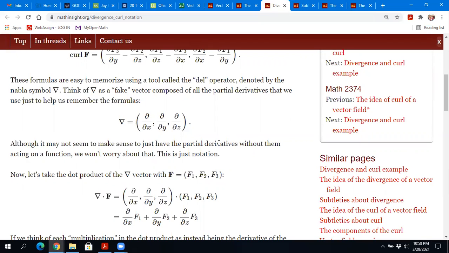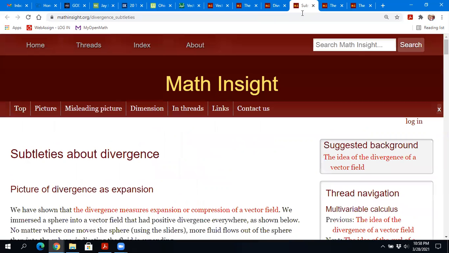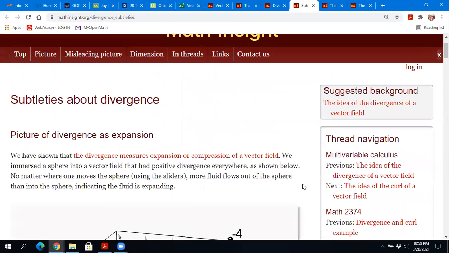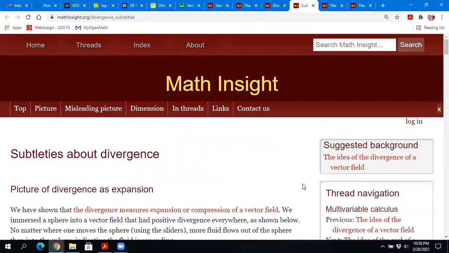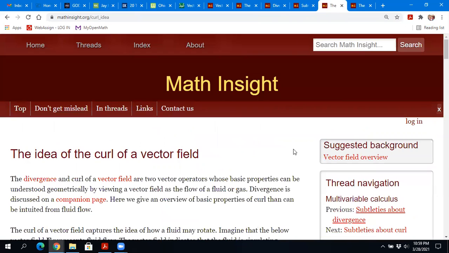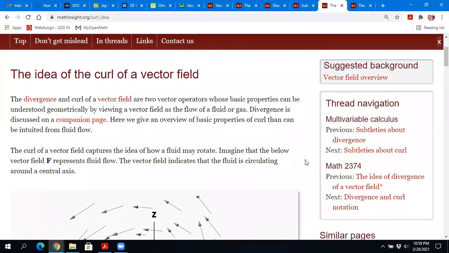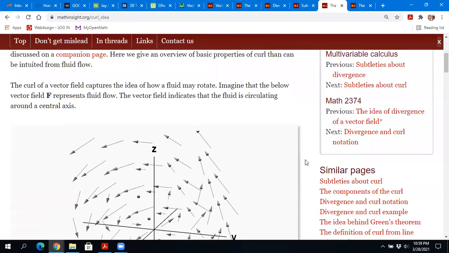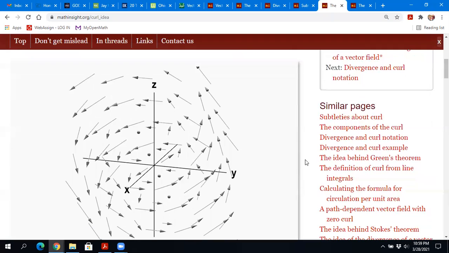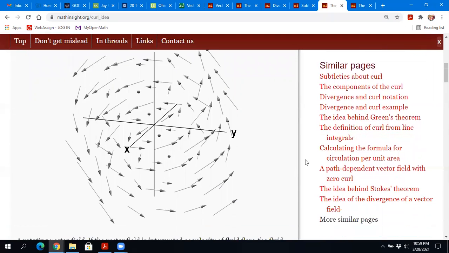So now that we know the formula for computing the divergence and the curl, let's talk a little bit about some subtleties about the divergence. Actually, you know what? I'm going to skip this part and move right into the curl because I already talked about subtleties of divergence. Let's talk about the curl of a vector field. I said it has something to do with rotation. So here's a big gnarly vector field sitting here.